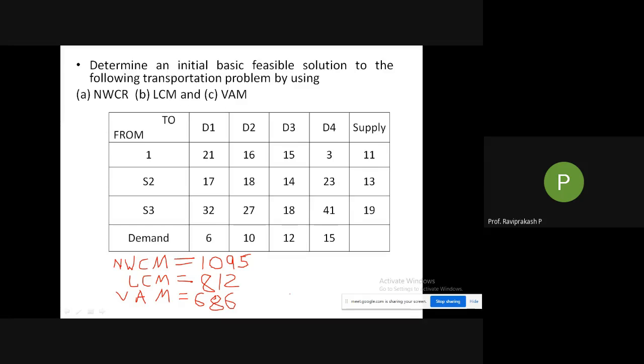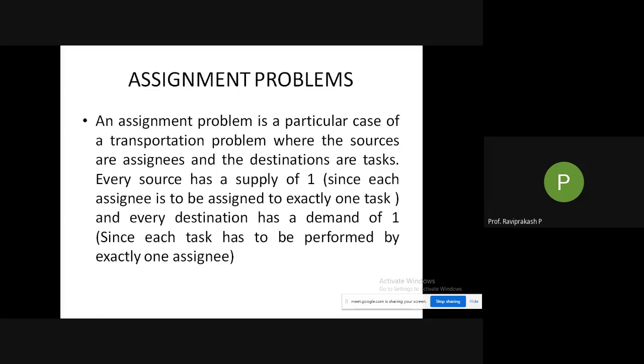So we'll stop our class for today. In the next class, we'll start with assignment problems. Again, this is part of module 3 only, not module 4. Module 4 is different. So we'll see assignment in the next class. We'll stop for today and meet you all in tomorrow's class.